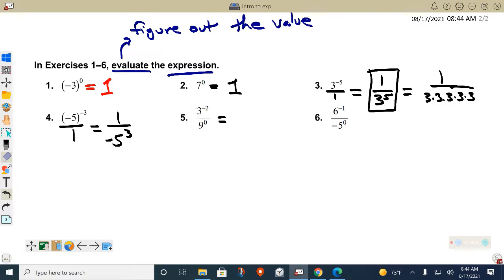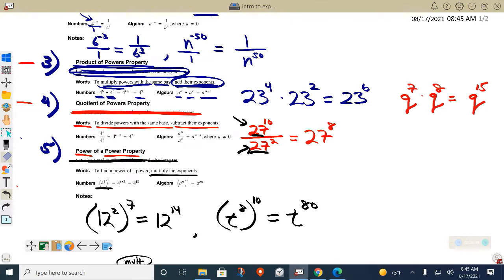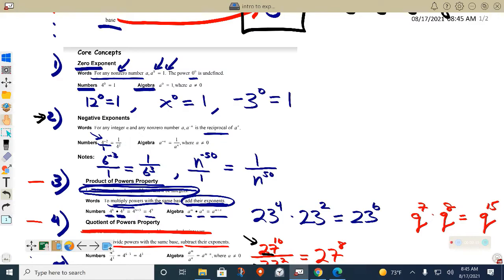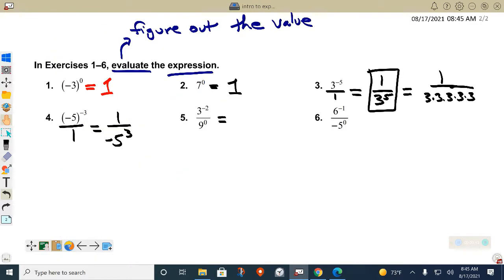Anybody want to help Diaz? What 2 rules will I use? I'm going to use 2 rules in this one. I'm going to use the first and second rule in whatever order I want. The first rule says, look, anything to the 0 power becomes 1, huh?